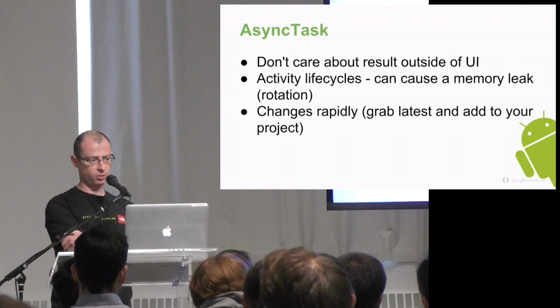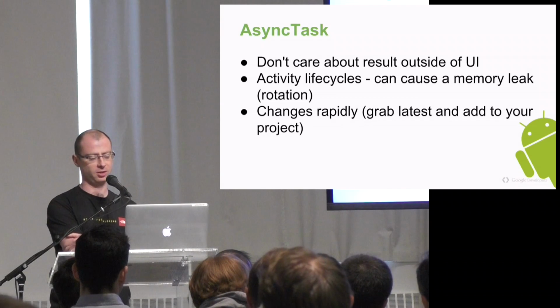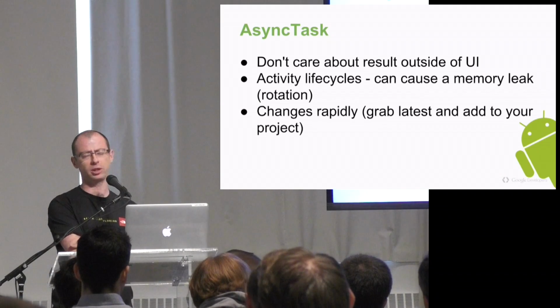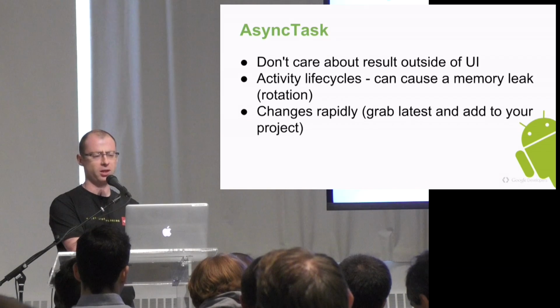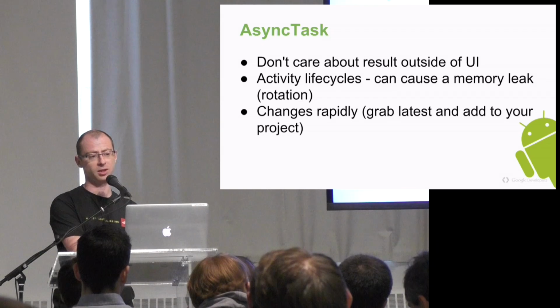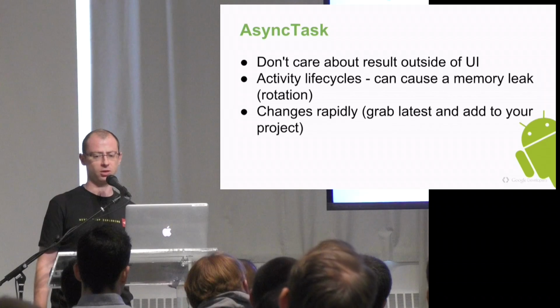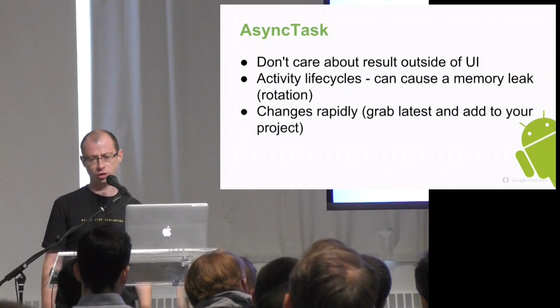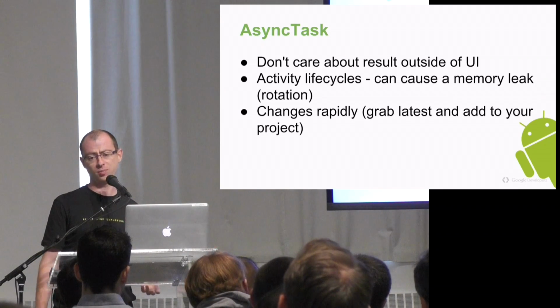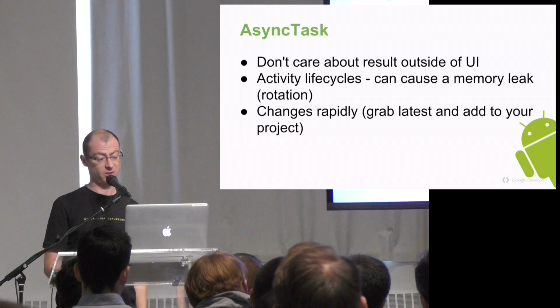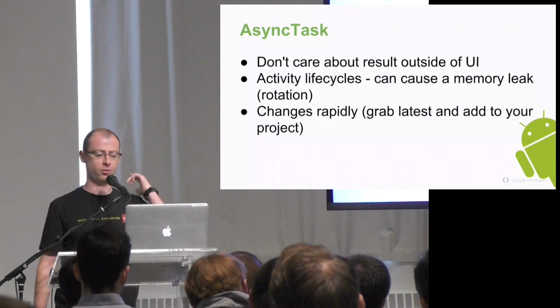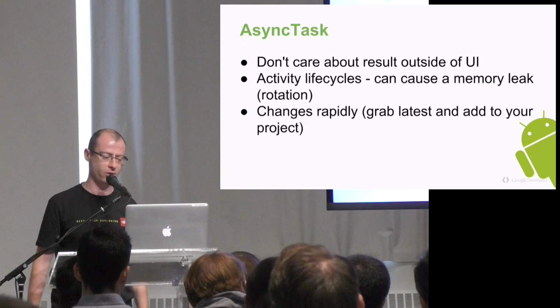Another thing that I had problems with async task is it was changed rapidly around Honeycomb and Gingerbread. So what I did, I forked the async task sources from the Android source tree, bundled it into my APK, and that's it. Sometimes this could be a solution. And of course, we have a slide to talk about it.